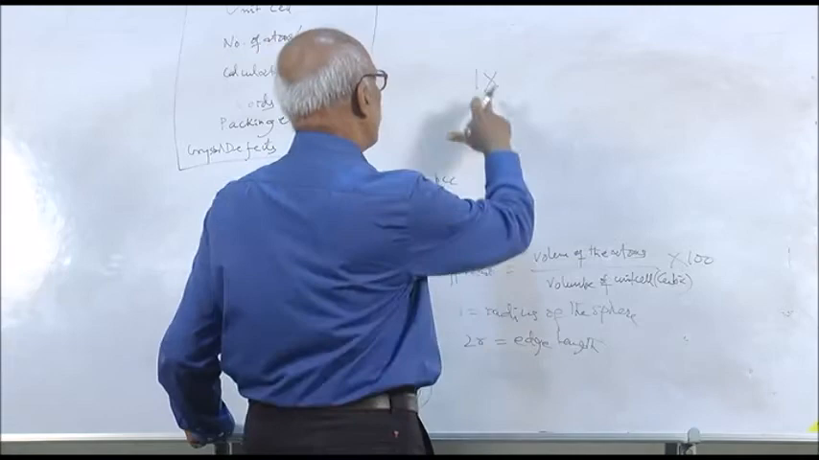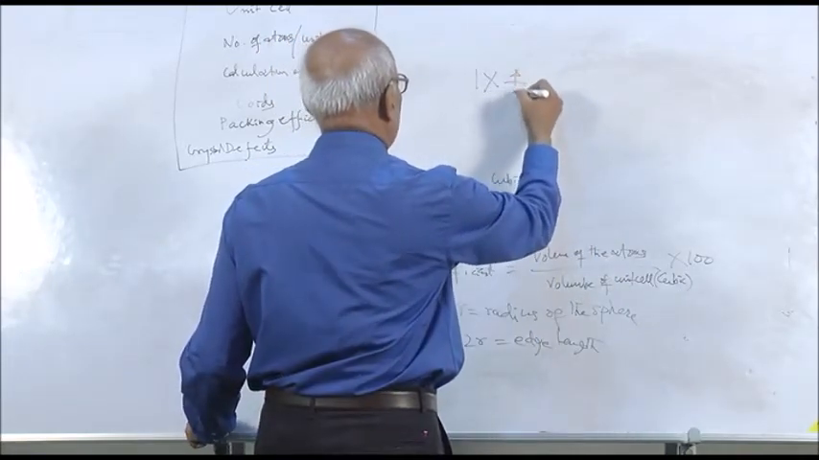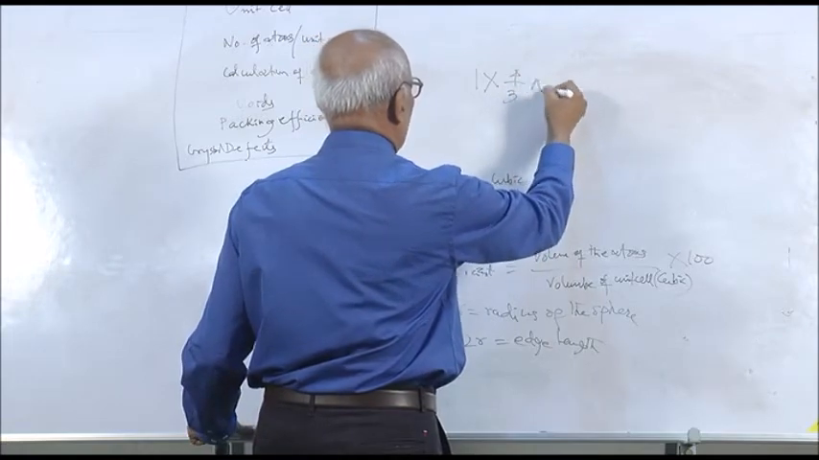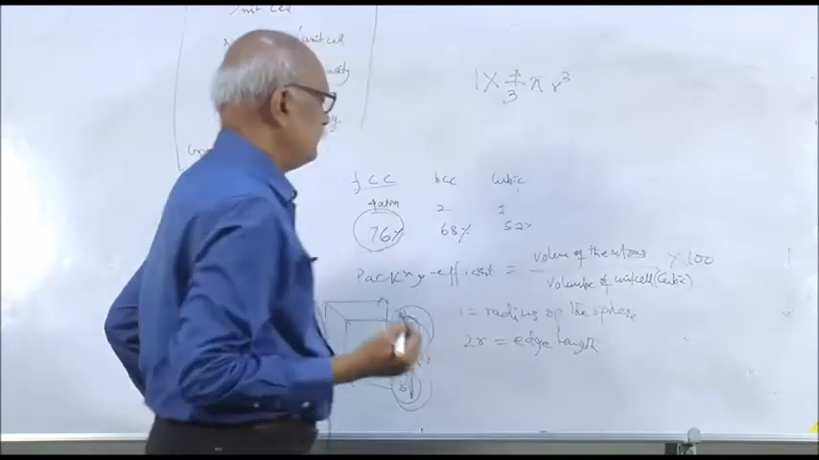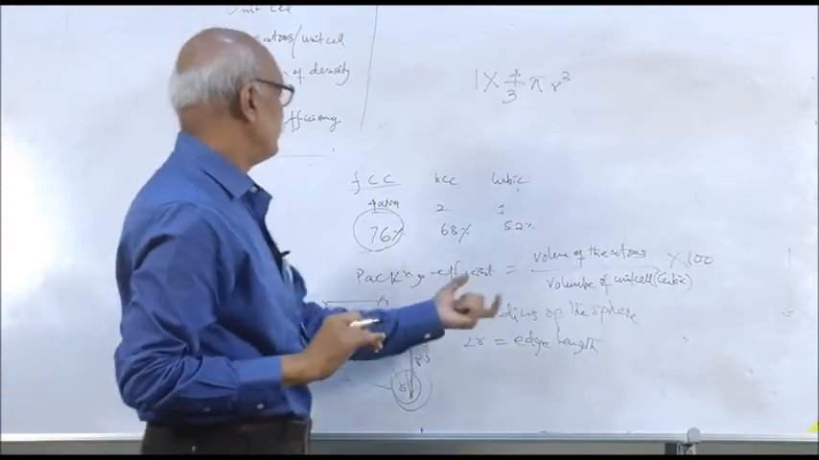If it is 4, you take 4 times the volume of one atom. Then, what is the volume of a sphere? 4 by 3 pi r cube. This is the volume of the sphere.